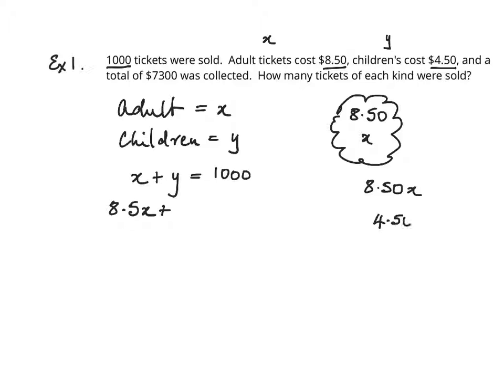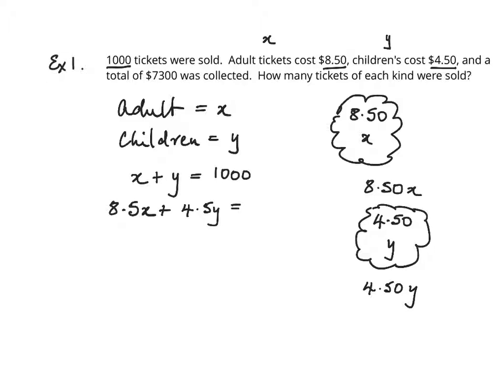Each child's ticket costs $4.50, and there are Y children. So how do we put those together? Well, if I had 10 children, that'd be 10 times $4.50. If I had 20 children, it'd be 20 times $4.50. But I don't know the exact number of children. I only know that there are Y children. So that would be $4.50 times Y, and I can write that as 4.5Y.